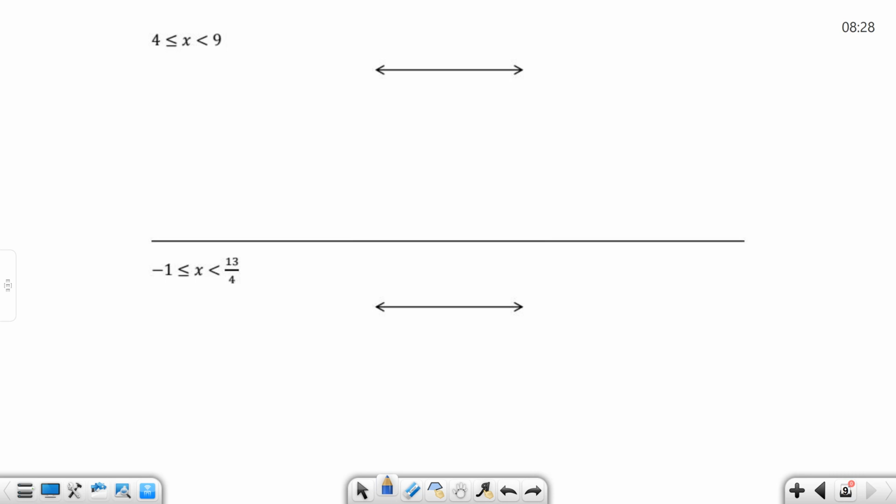So since it checks out and makes sense, then I can keep working. If this said, for example, 4 is greater than x is greater than or equal to 9, now is 4 bigger than 9? No, this is what we call nonsense. So you want to make sure it makes sense. But that one makes sense, so you can keep going. And this is called a compound inequality. And sometimes you work these things and you get a compound inequality.